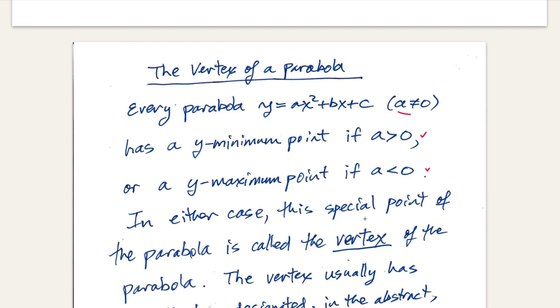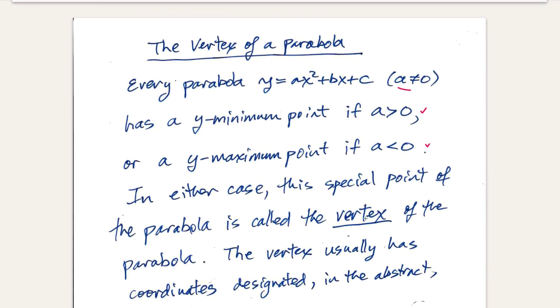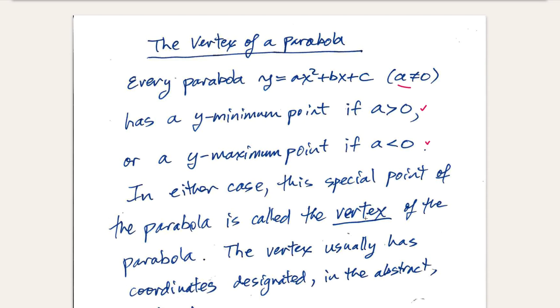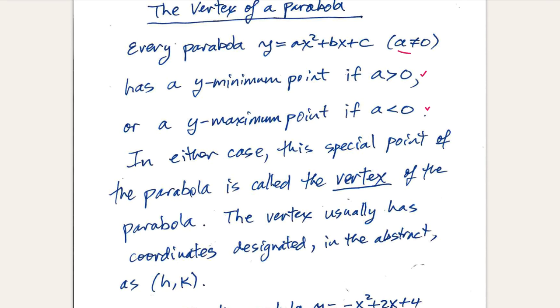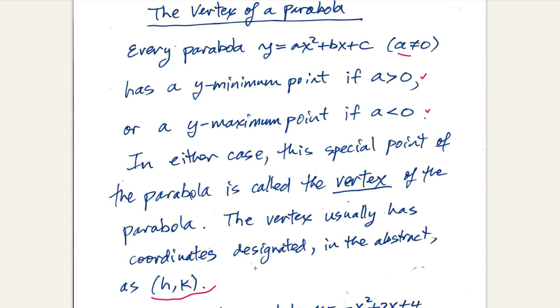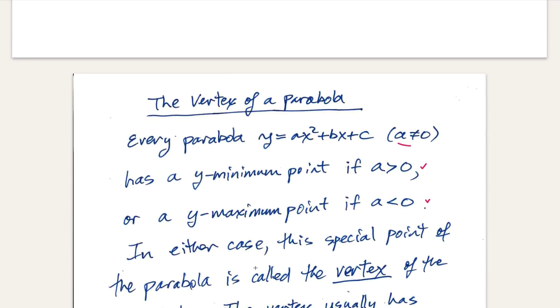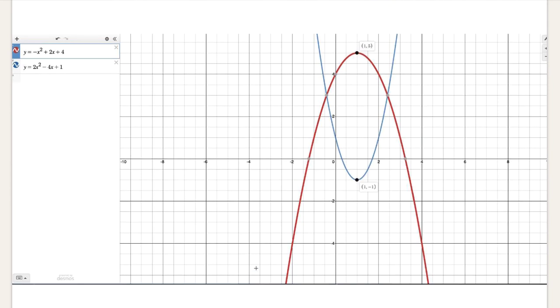Okay? The vertex usually has coordinates designated in the abstract as (h, k). I don't know where that came from, but people started using that in recent decades. So the x-coordinate of the vertex is h, and the y-coordinate is called k in the abstract here. Okay, let's show what I mean up here. Let's come back up here on this one.